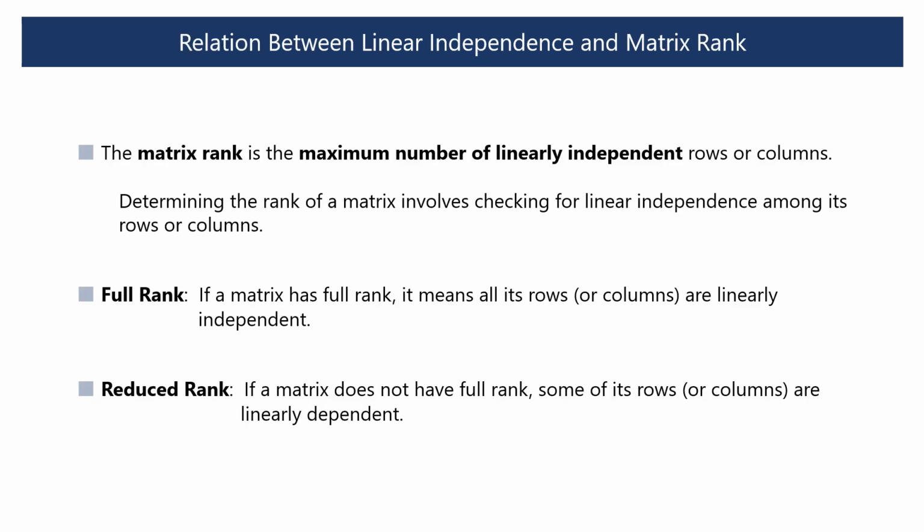The rank of a matrix is closely related to the concept of linear independence. The rank of a matrix is the maximum number of linearly independent rows or columns it contains. Thus, determining the rank of a matrix involves checking for linear independence among its rows or columns. Let's recap the two concepts that we learned in the previous section, full rank and reduced rank. If a matrix has full rank, it means all its rows are linearly independent. If a matrix does not have full rank, some of its rows are linearly dependent.